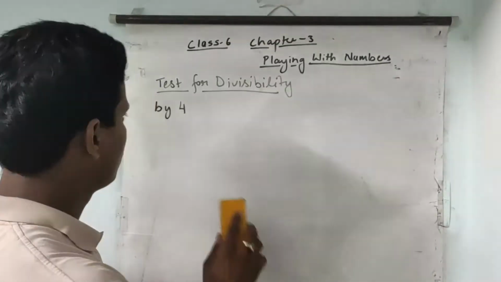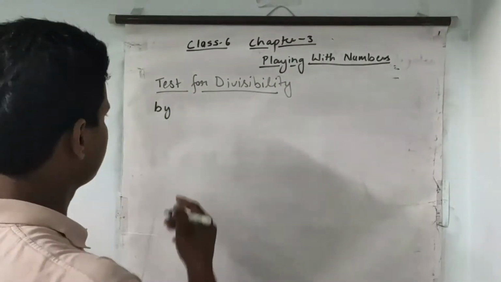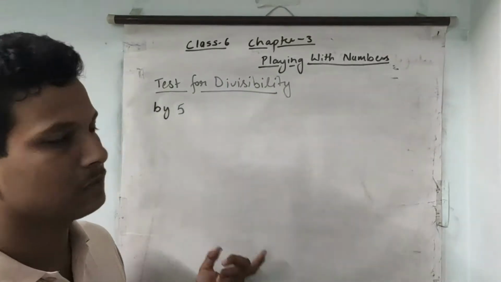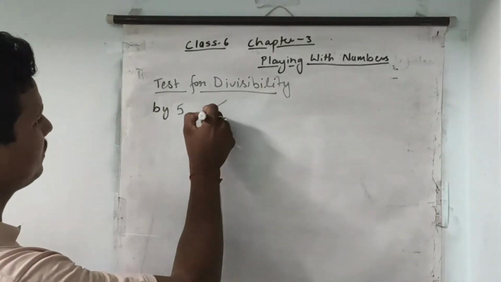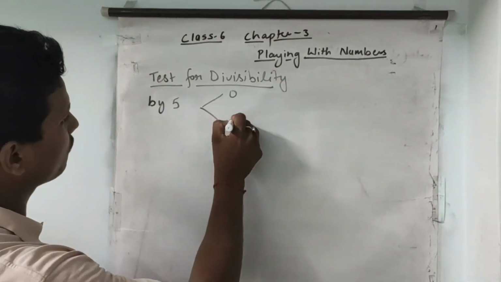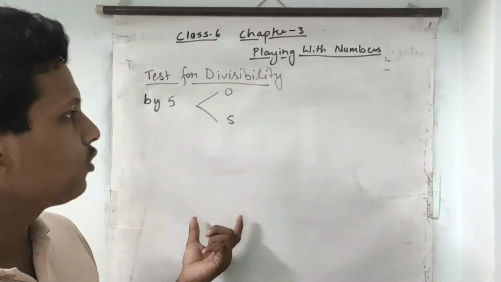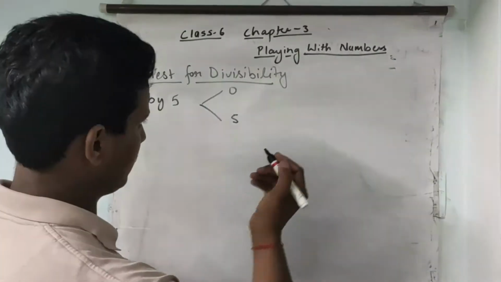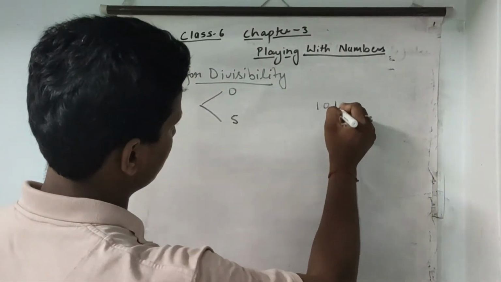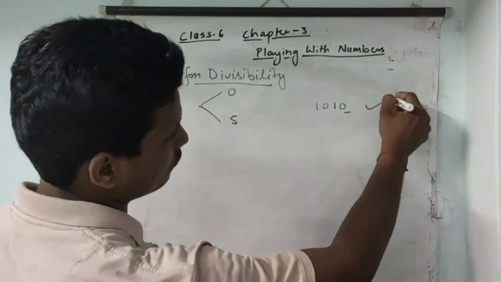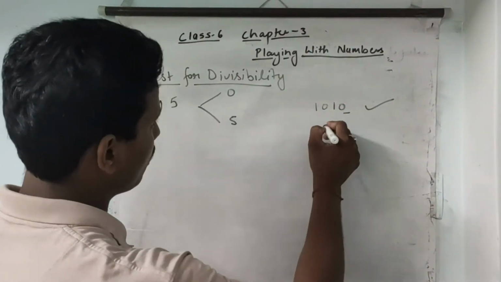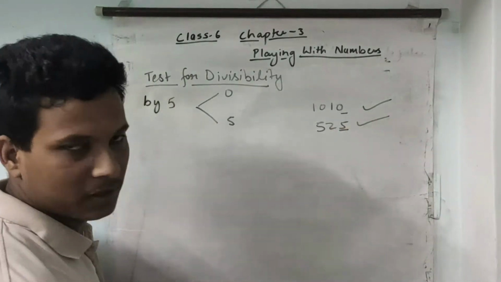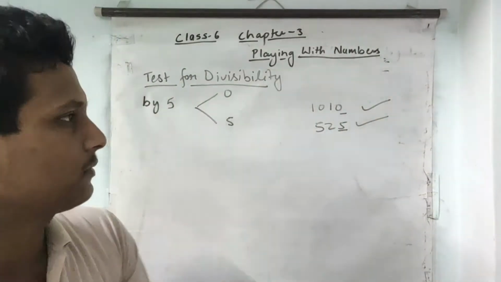Okay, next is divisibility by 5. For checking the divisibility by 5, the last digit, means unit digit, should be either 0 or 5. If the unit digit is 0 or 5, that means the number is divisible by 5. Like 1010, last digit is 0, so it is divisible by 5, or 525, last digit is 5, so that is also divisible by 5. That is the simple concept.